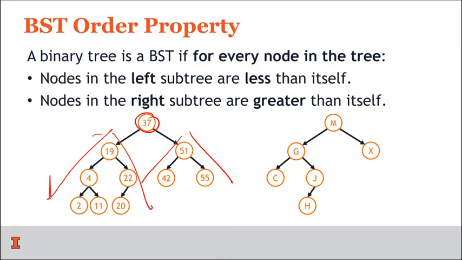If we look at this node 19 right here, we know everything on the left side of 19 has to be less than 19. You see 4, 2, and 11 are all less than 19.